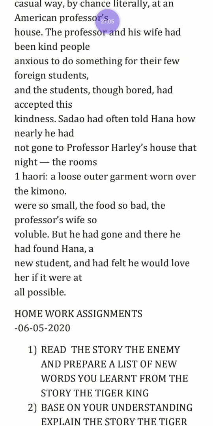This is the definition they have written here: a loose outer garment worn over the kimonos. It is a kind of cloth. The rooms were so small, the food so bad, okay, the professor's wife so valuable.